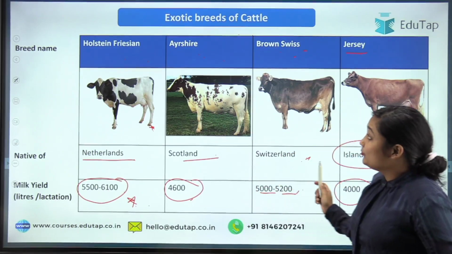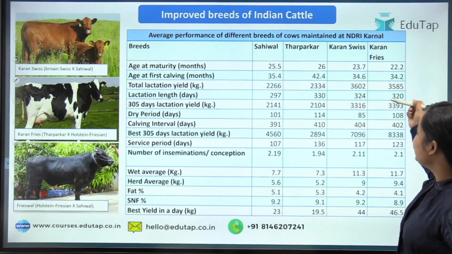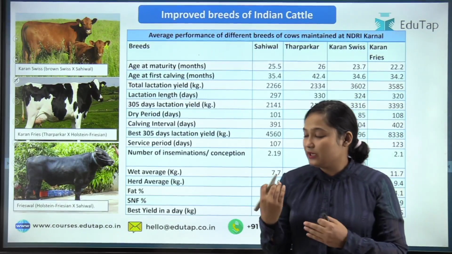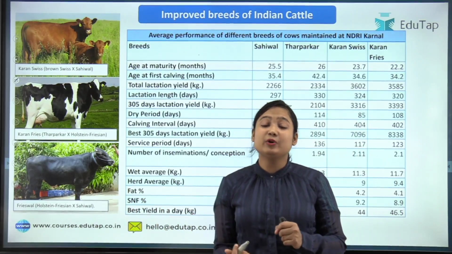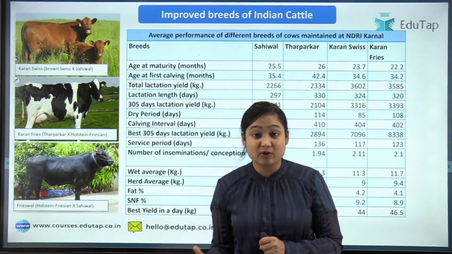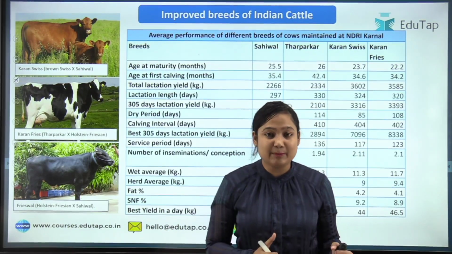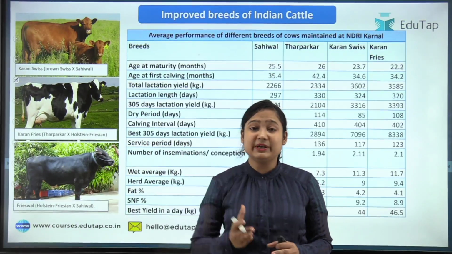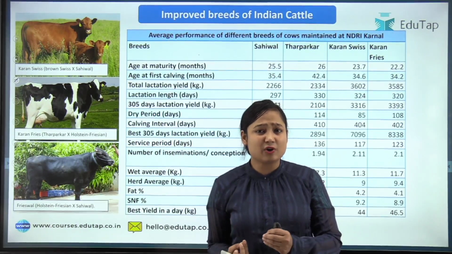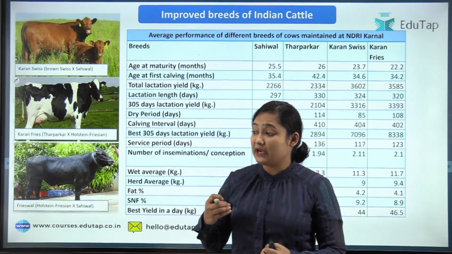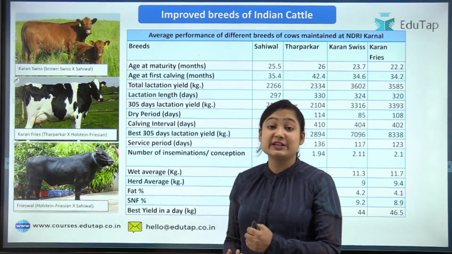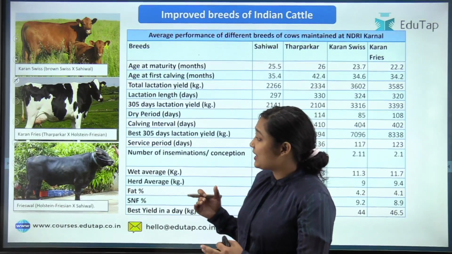Okay, now moving to the crosses, see what happened. In the native breeds that we have discussed, they have good disease resistance. They are hardy, they can tolerate the temperature. So if we want to introduce breeds from outside, they have some kind of shortcoming. Either they are not comfortable in the temperature here, or they get exposed to new diseases and there is no resistance to them. So some kind of problem is there.